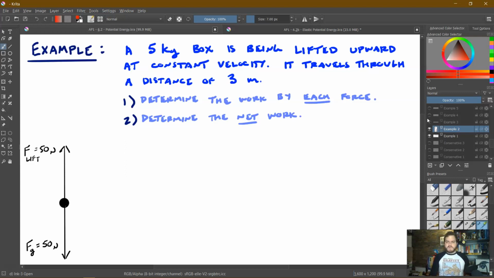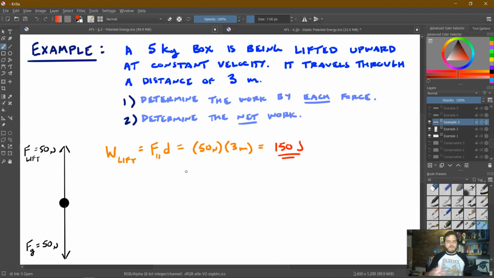So if I want the work done by each of these, well, it's moving upward 3 meters, so the force of lift will be in the same direction as the direction of motion, so we'll get 50 newtons times 3 meters. So the work from the lift is 150 joules.